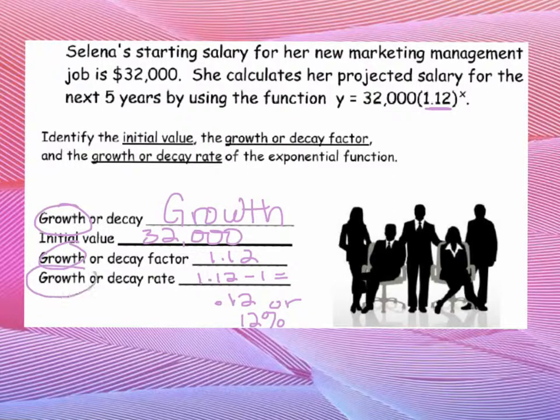And then her growth rate, this is big. Her growth rate is 1.12 minus 1, which is 0.12, or let's convert that to a percent. It's 12%. So she's getting a 12% raise each year.